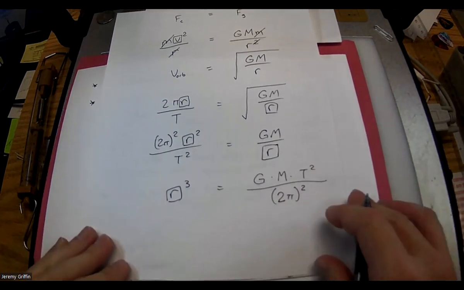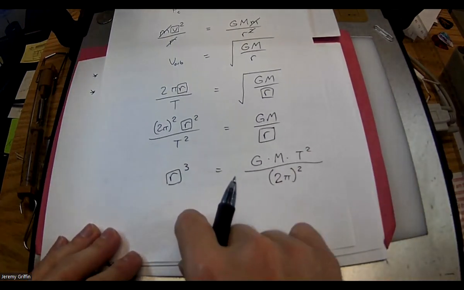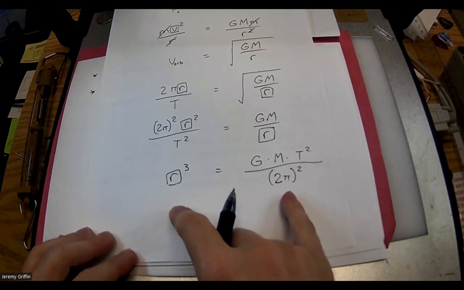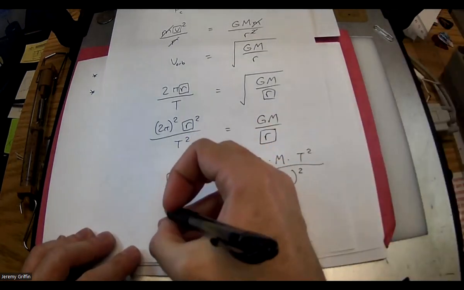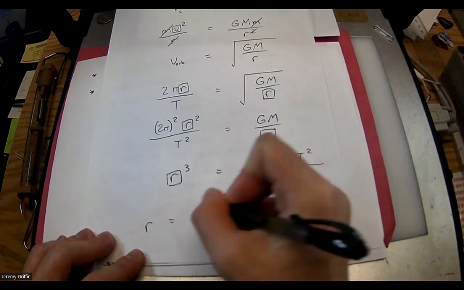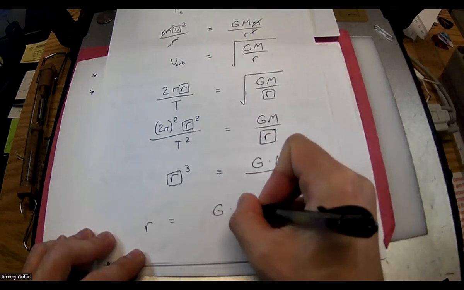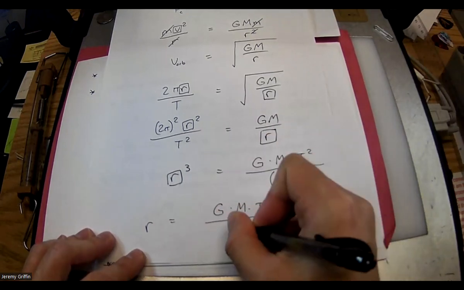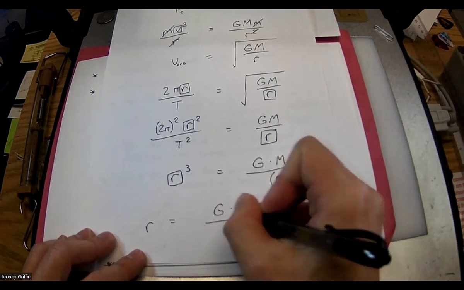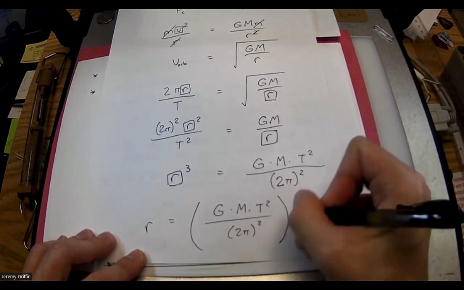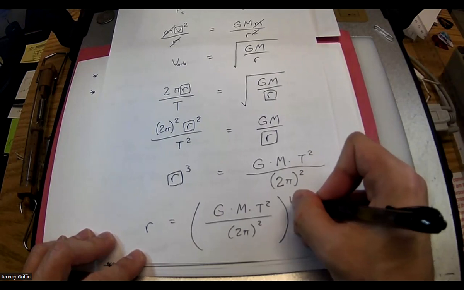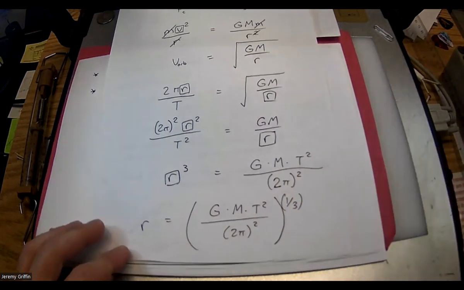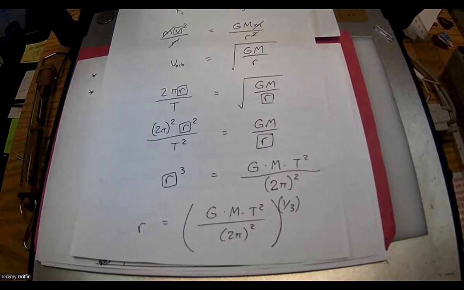And then what's the last step to solve for r? The cube root of both sides. Take the cube root, right? So r equals, I'm going to write it this way: GM T squared on 2 pi quantity squared raised to the power of, what is this? Power of what? Yeah, 1/3. That's one way to do it.